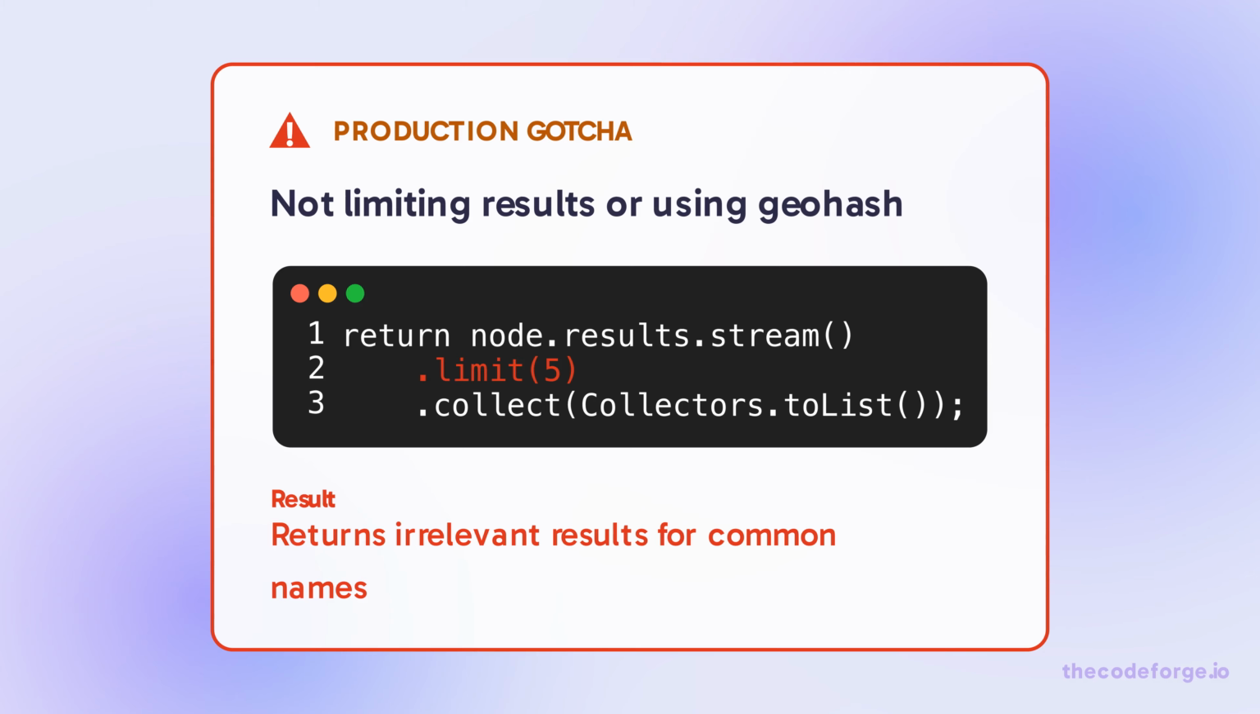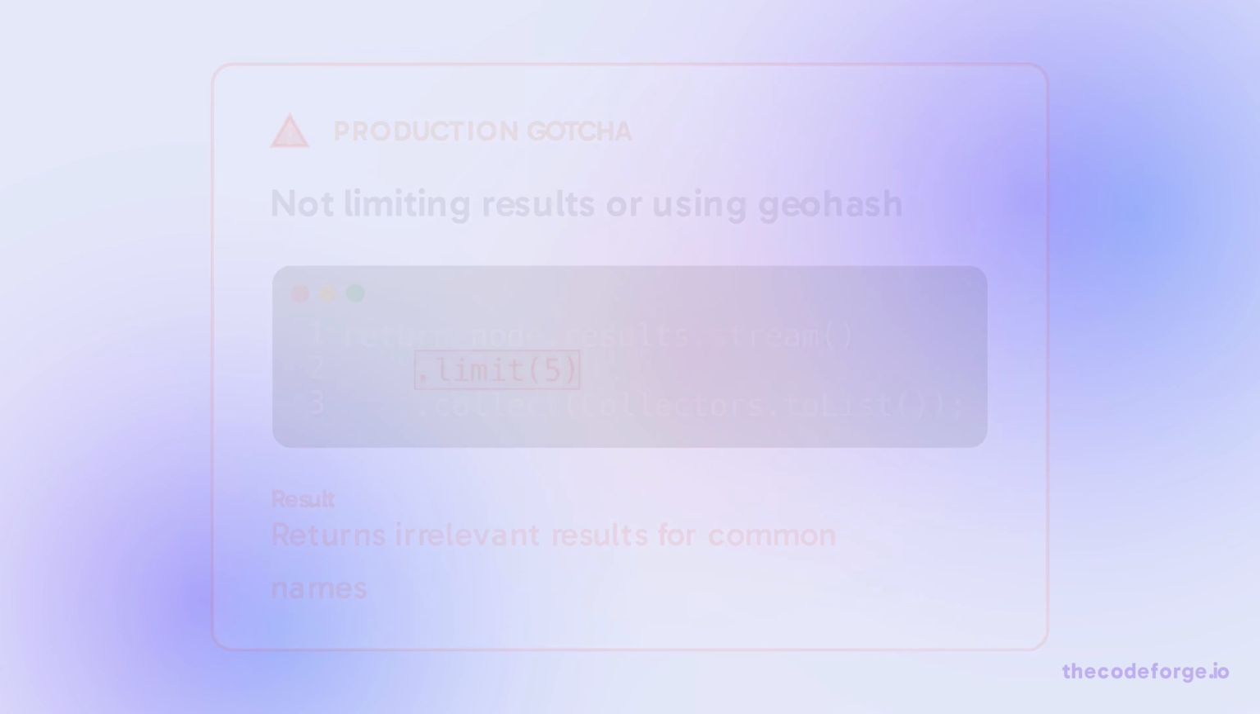Without a geohash filter, a query for Main Street could return thousands of results. The fix is to limit results and bias by the user's location.